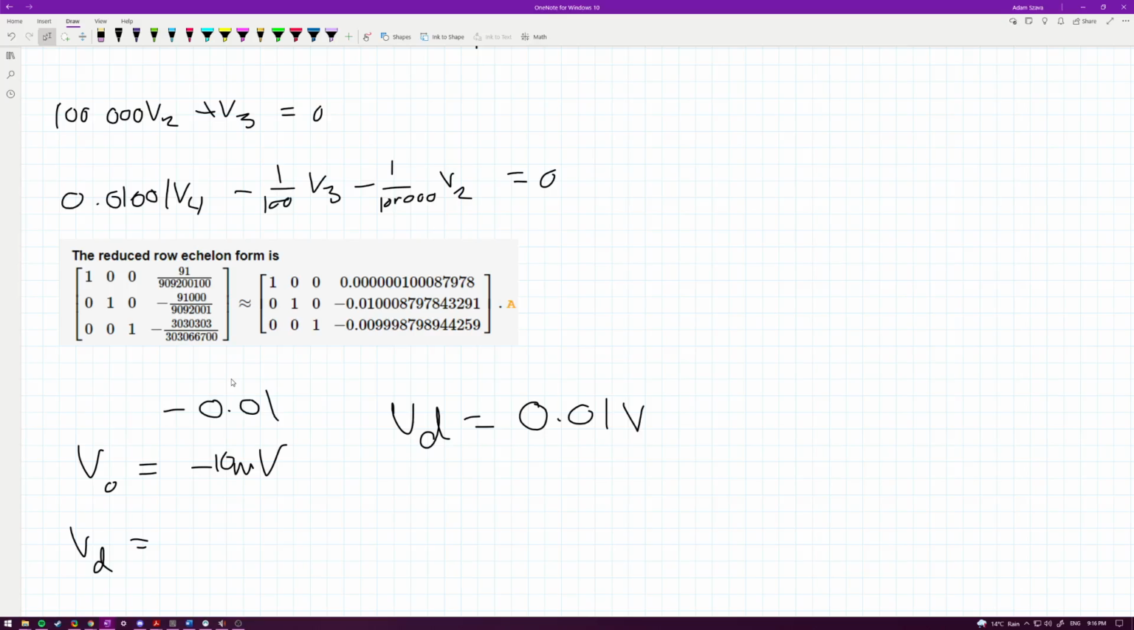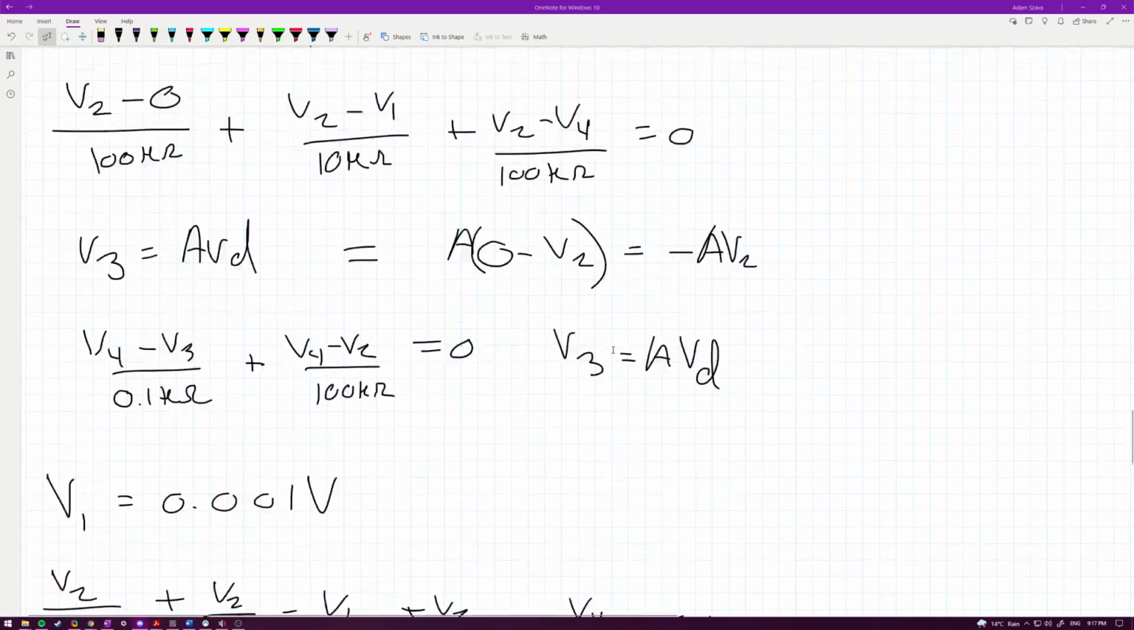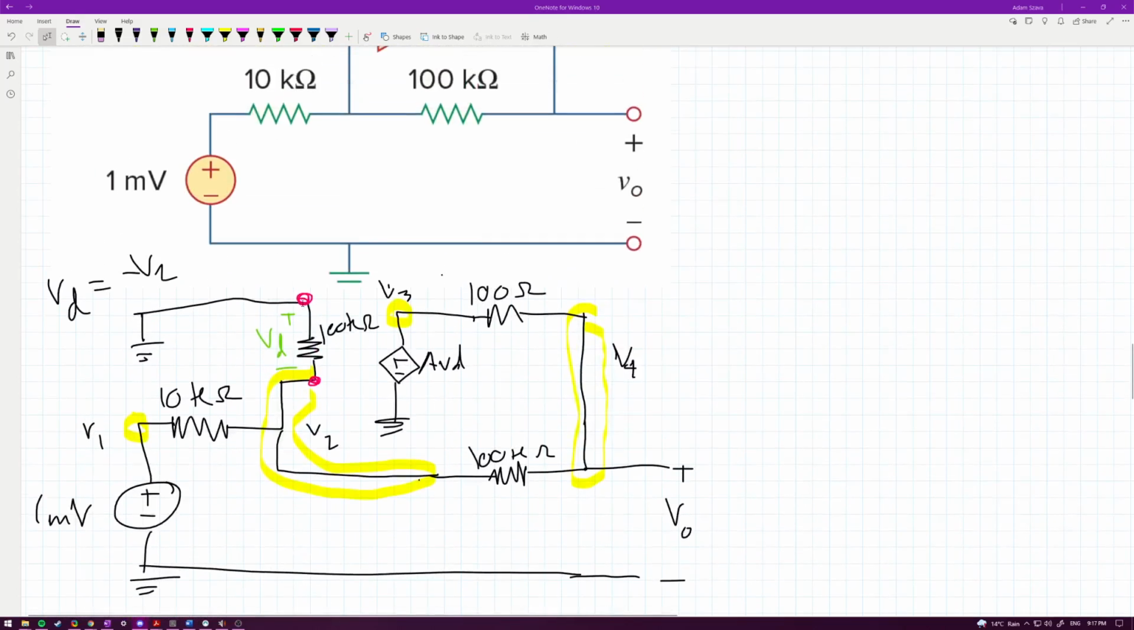So that's going to be, oh, that's not what I got now. Interesting. 0.01 volts. That would be, yeah, not the same thing as your answer there. Okay. Interesting that we didn't get VD. VD is 0 minus V2.